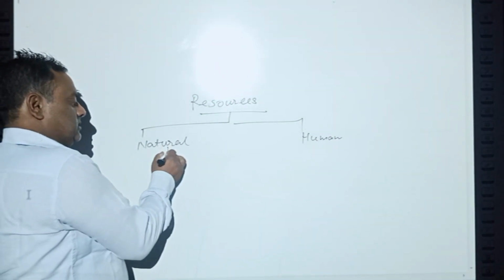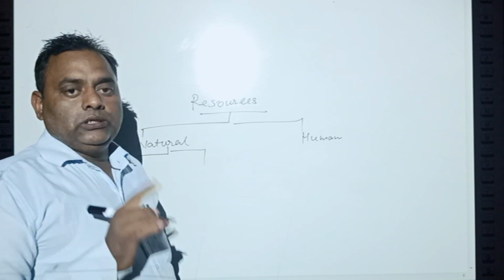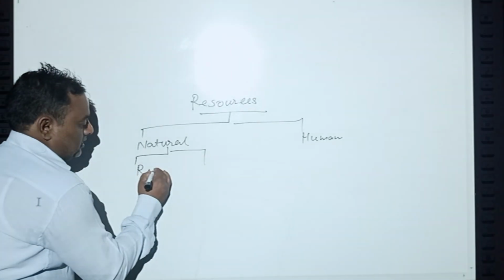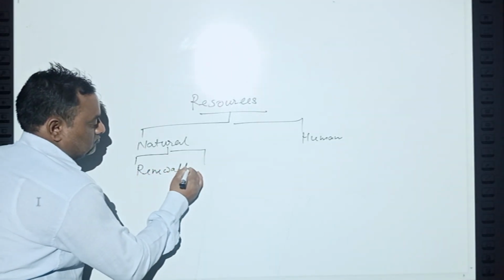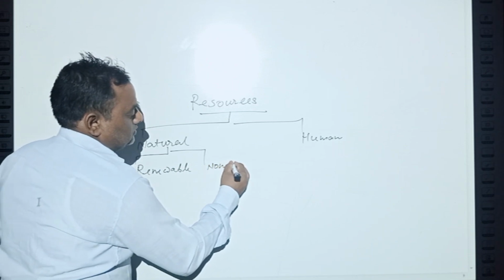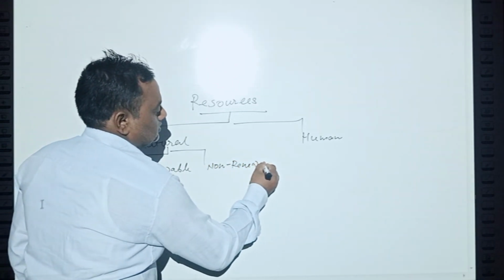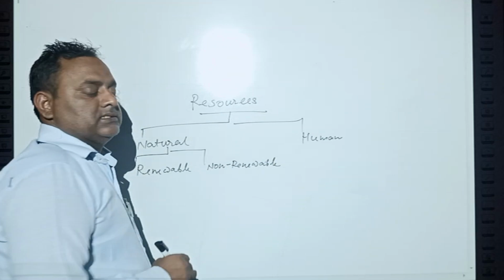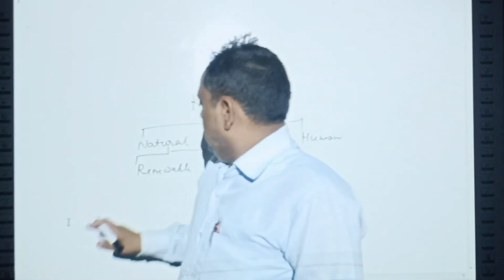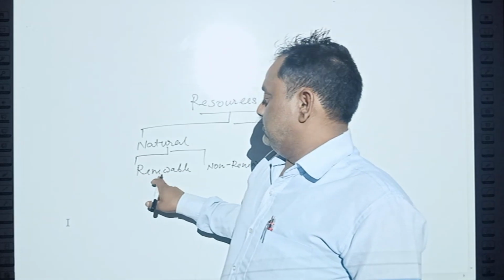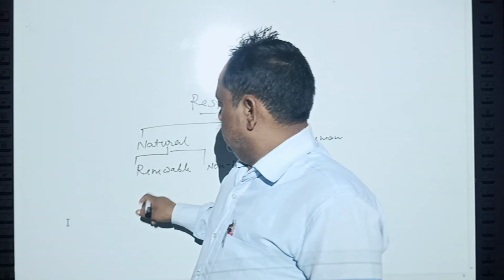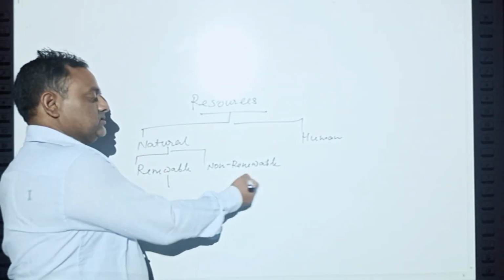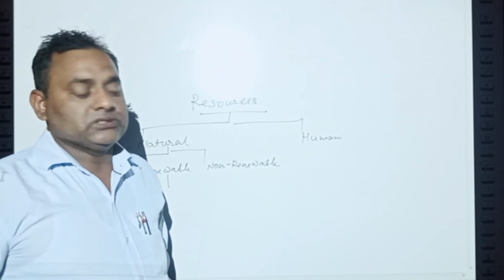Natural resources are divided into two parts. The first is renewable, and the second is non-renewable. I have already defined the renewable resources. It will be repeated in this video, renewable and non-renewable resources.